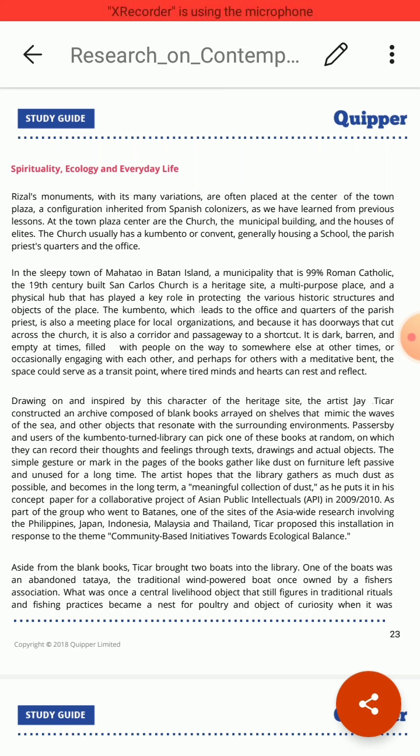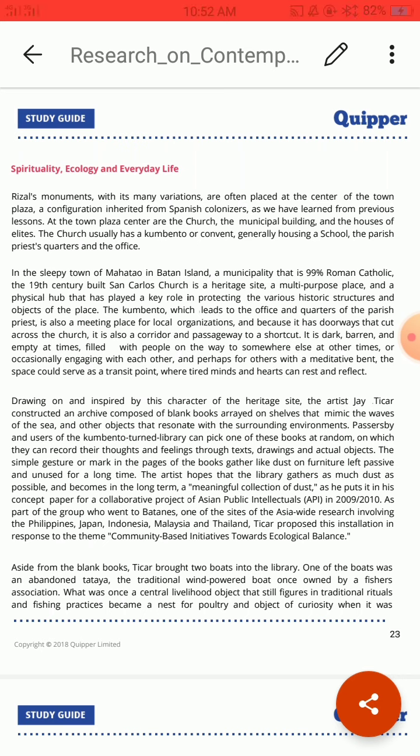The simple gestures or marks in the pages of the book gather like dust on furniture left passive and unused for a long time. So kato siya nga convento turned library kay unused na siya for a long time. So para si J.T. Carr hopes that the library gathers as much dust as possible and becomes in the long term a meaningful collection of dust. As he puts it in his concept paper for a collaborative project of Asian public intellectuals in 2009-2010.